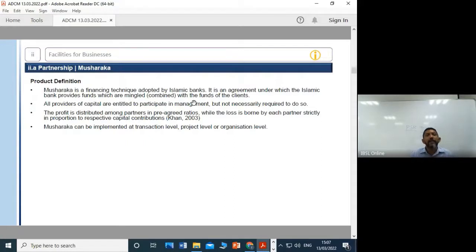Profit can be shared based on any ratio agreed between parties, but loss is shared based on capital contribution. Then the fourth point is that management of the partnership is given to the customer. The bank does not get involved in the management of the partnership.